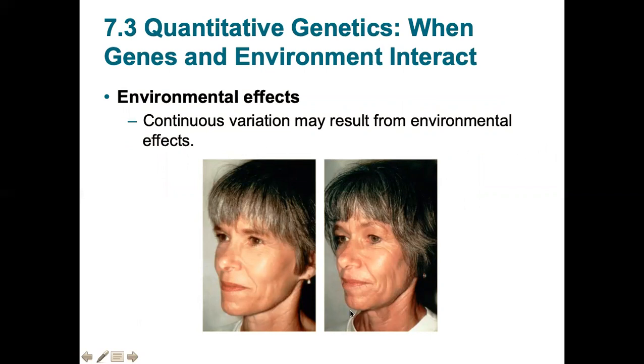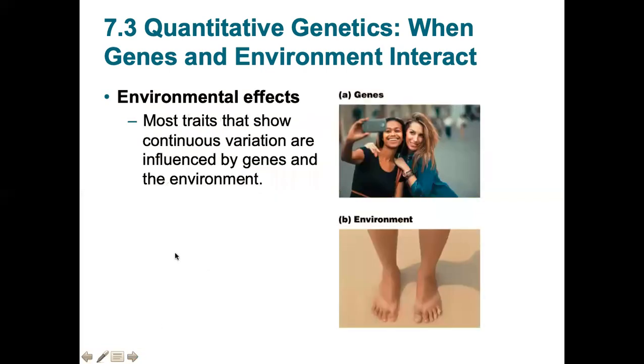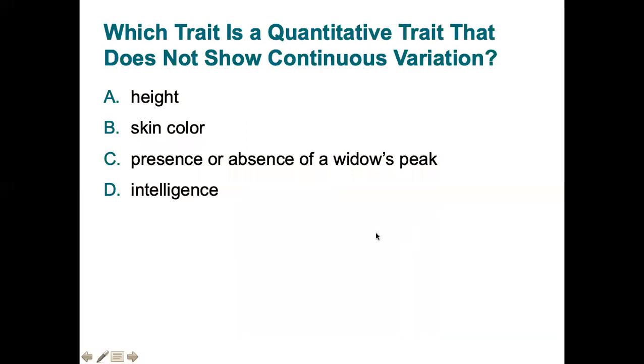And then environmental effects. So yeah, genes do stuff, but then your environment does stuff too. So these are identical twins, so they were monozygotic. And the twin on the right was a lifelong smoker and went to tanning beds and things like that, and the other one didn't. You can see the expression of the genes, they look similar, but the environmental effects on this one seem to be a little bit more wrinkly, different skin color, things like that. Most of our traits are going to have that continuous variation. It's really hard to separate genes from environment.